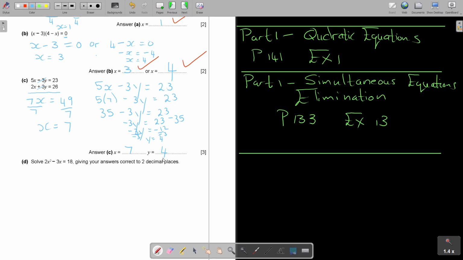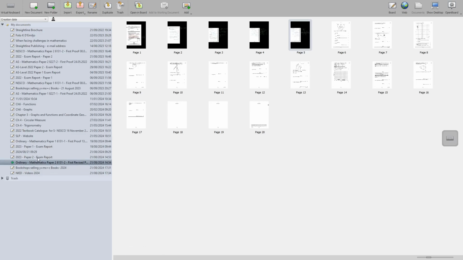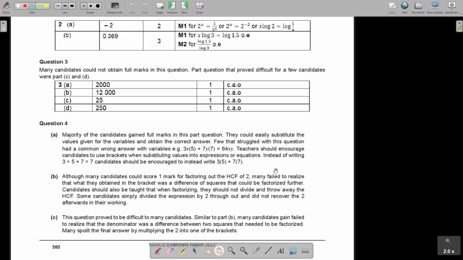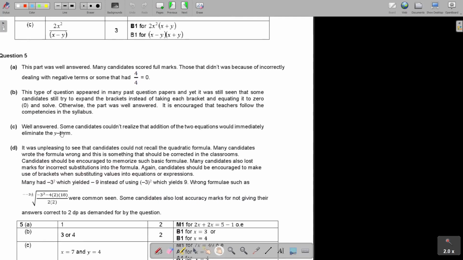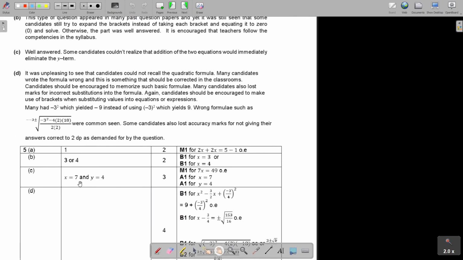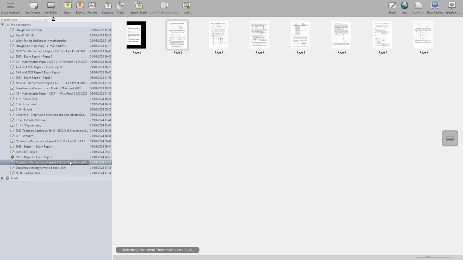Let's first go to that question on the report. Where will they give the marks? Definitely for one of the answers, but let's go to the report and then we come and fill in the questions. Okay, let's look at the report. Okay, let's first see. Well answered. Some candidates couldn't realize that addition of the two equations would immediately eliminate. So it was a very straightforward one. Okay, so you got the 2. So if you got that 1, so they gave you, and then for the 2 answers. So let's just go and show you on the question paper where you got that.